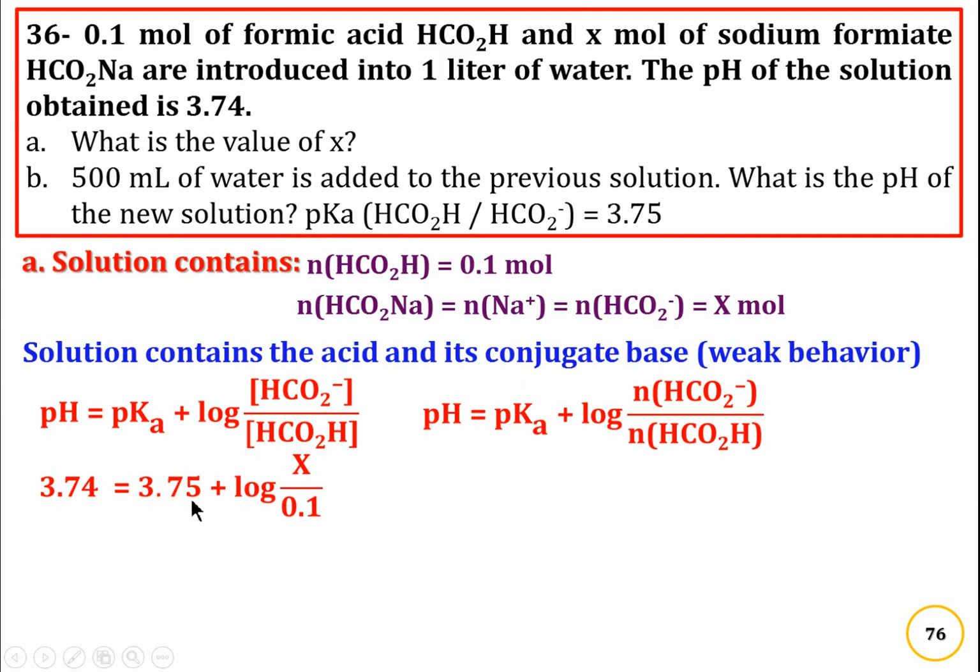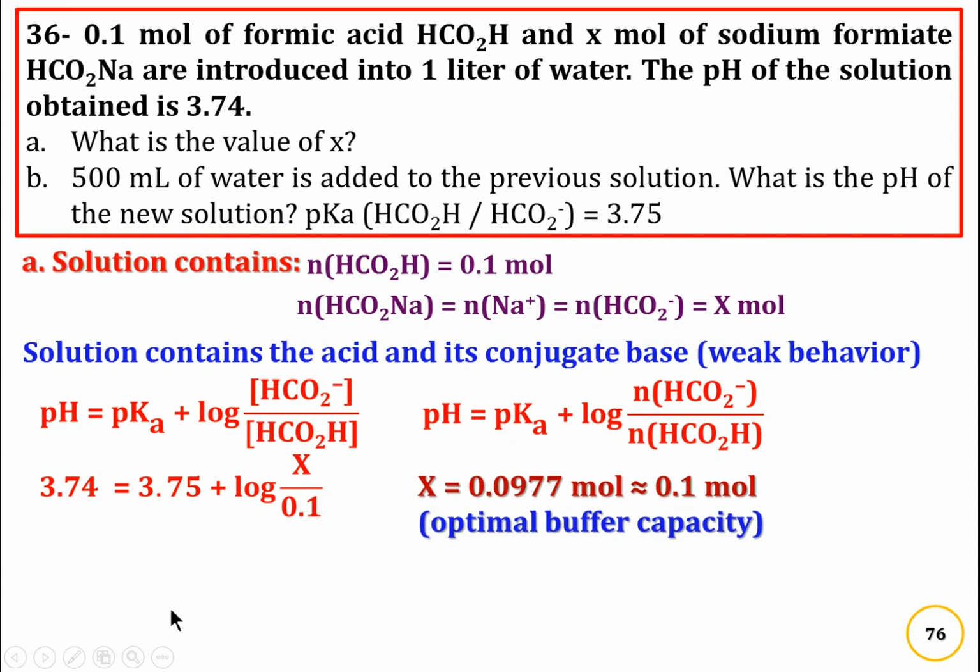3.74 equals 3.75 plus log of X divided by 0.1 mole, and by this way we can calculate X. So X equals 0.0977 mole, approximately 0.1 mole. And since the pH of the solution is very close to the pKa of the couple, we have the optimal buffer capacity.